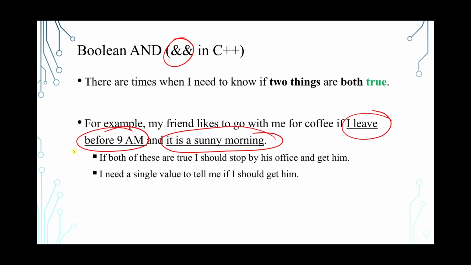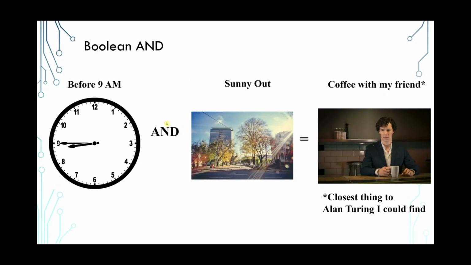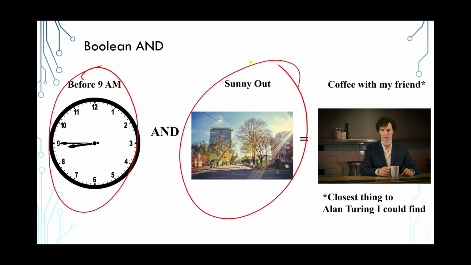But how to represent two things in just one single value? By using the AND. You use the AND in here, right? You say, I leave before 9 a.m. and it is a sunny morning. Now, if both are true, then I would say the total result is true, which means go get him and go have a coffee with him. So, before 9 a.m. and sunny outside, then coffee with your friend.